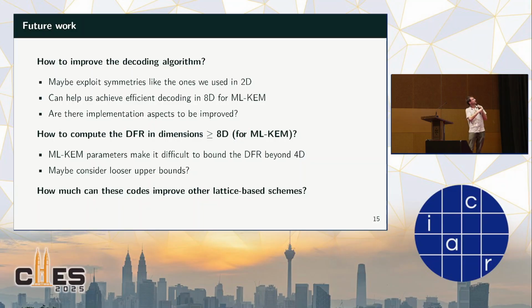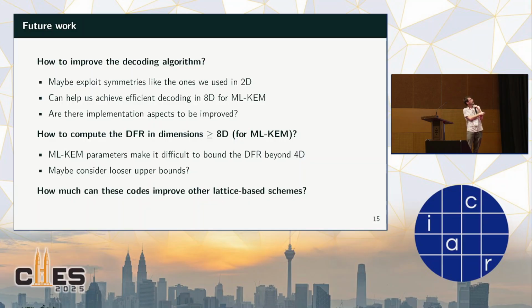So using a better decoding algorithm can help us achieve decoding in 8D or maybe even higher dimensions in ML-KEM or other lattice-based schemes. And there might also be some implementation aspects to be improved, because we did a constant time implementation mostly in C. We didn't do assembly optimization, and didn't do too many optimizations using vector instructions. But there might be some interesting things to be explored in the implementation direction.